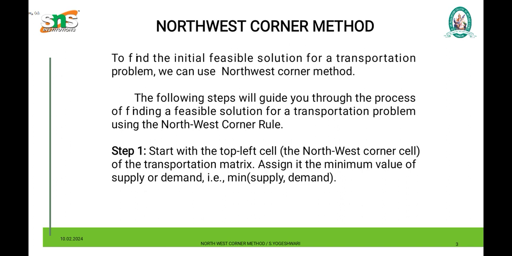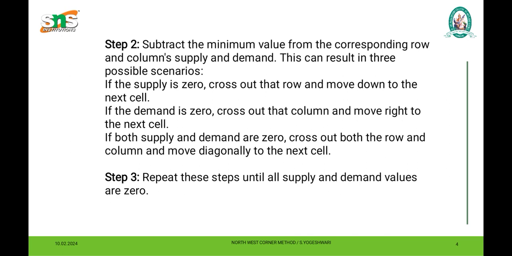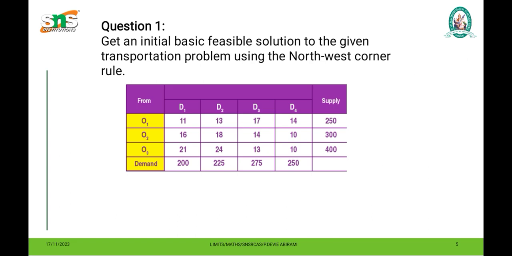To find the initial feasible solution for the transportation problem, we can use the northwest corner rule. The northwest corner rule is nothing but a way to find the initial basic feasible solution. In that, we have to assign the northwest corner cell of the transportation matrix, and we have to follow the steps. We have to choose the minimum value of the supply and demand. Then we have to assign it, adjust the supply and demand, and cross the row. Repeat the procedure. Let us see one problem.